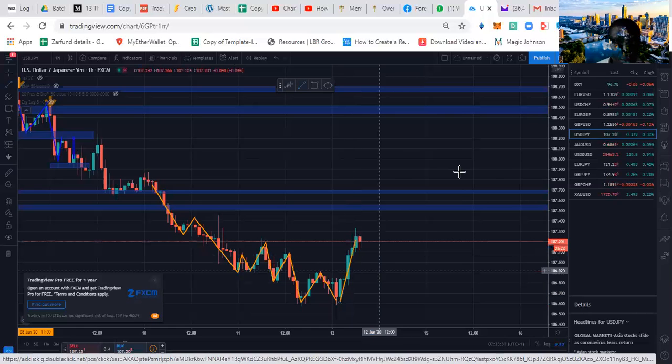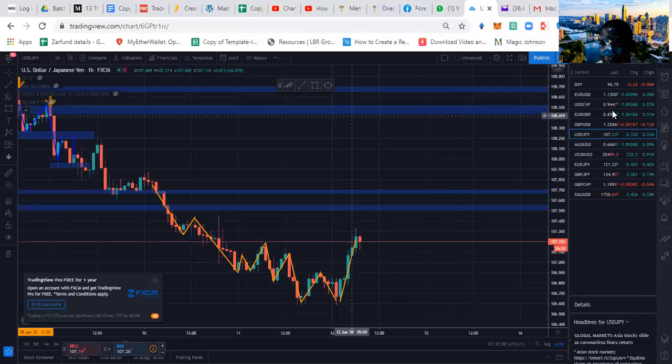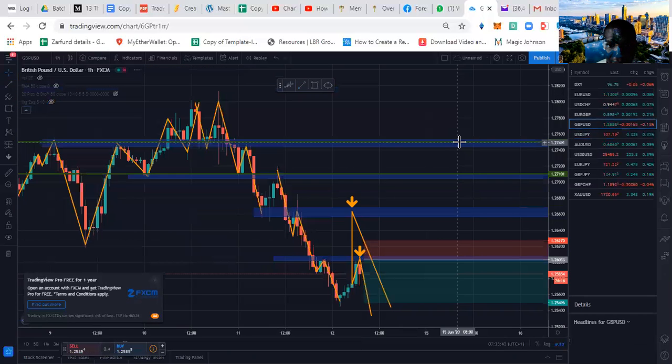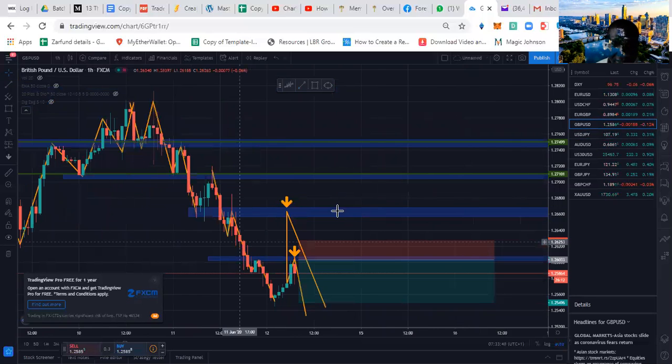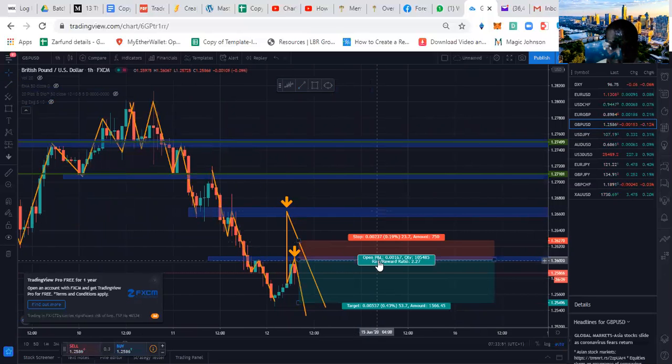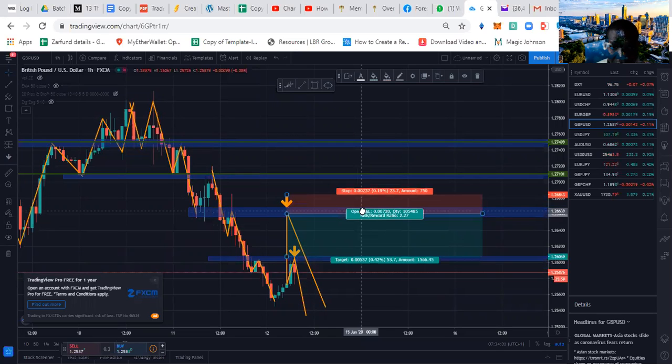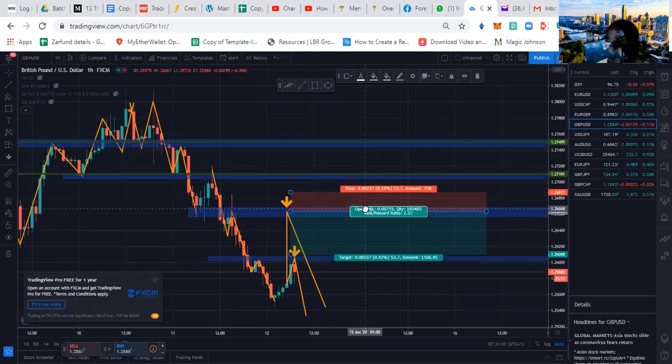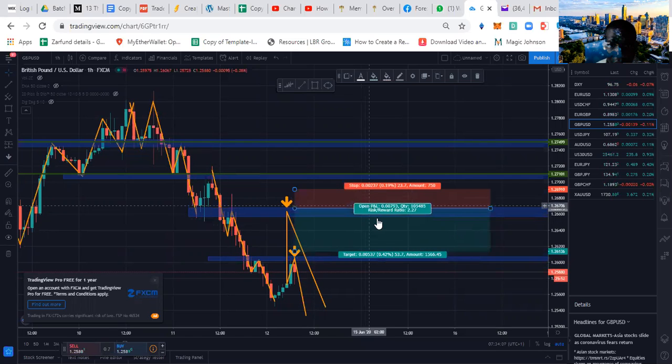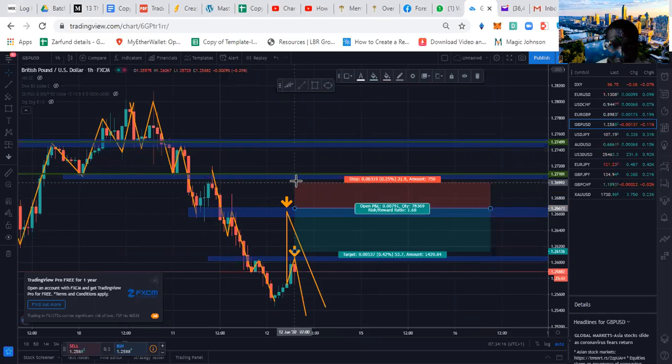Okay, before we do the USD JPY, I think there is another signal on GBP USD. This point over here is also another signal. Let's place a trade in case price goes beyond this point. Let's make this another trade right here.